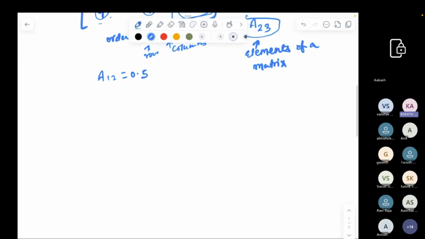Now let us see some more examples of matrices. So maybe this one: A11, A12, A13, A21, A22, A23.